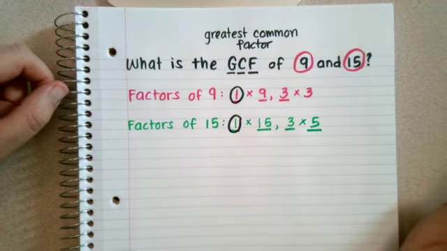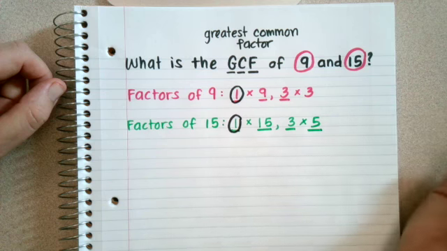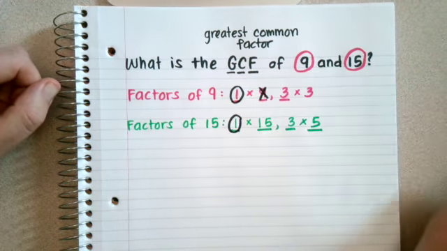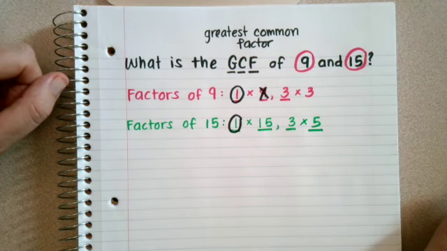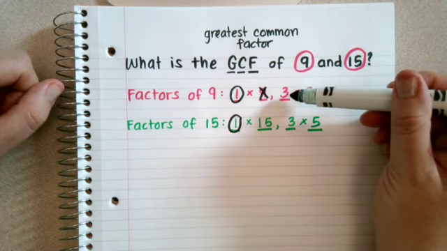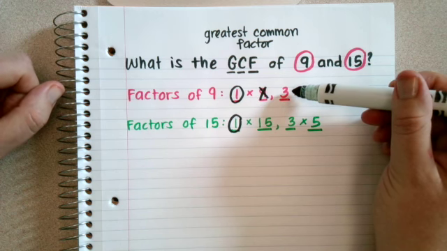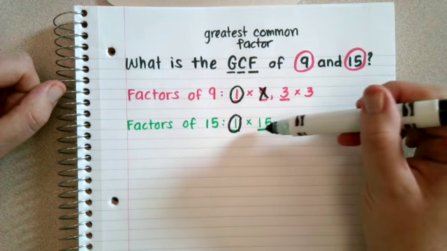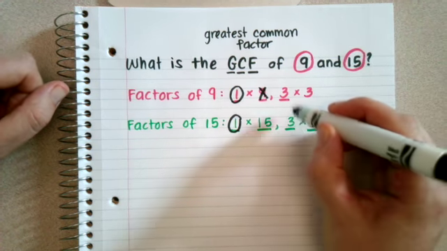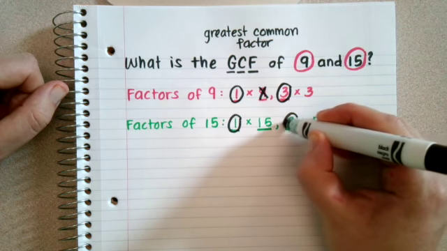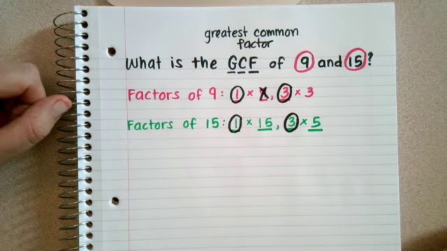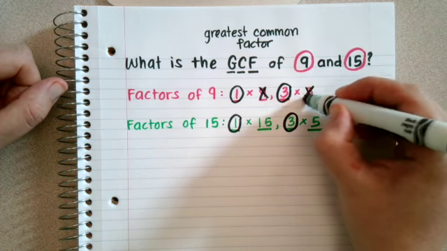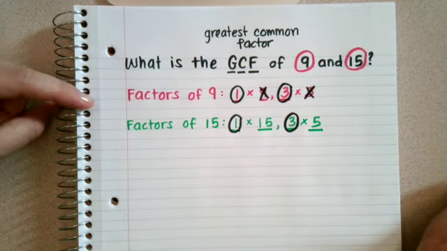So then I'm going to go to 9. I'm going to look down here and see, do they have 9 in common? And the answer is no, they don't. So I'm going to cross off the 9 because that is not a factor that they have in common. Then I'm going to go to my next factor, and that's 3. So I'm going to look down here at the factors of 15 and see, do they have 3 in common? And the answer is yes, they do. 3 is a factor that they have in common. So I don't have to go through 3 again, right? We've already talked about how 3 is a factor of 9 and 15.